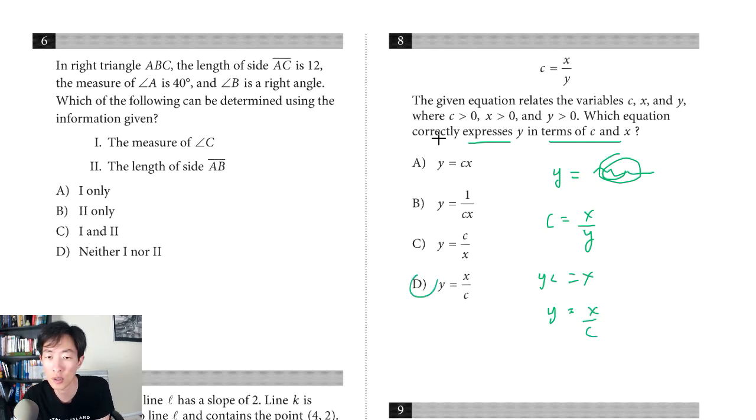Now the only reason they told you that all these have to be greater than 0 is probably so that you're not forced to divide by 0 in any of the equations, because then that would be undefined.